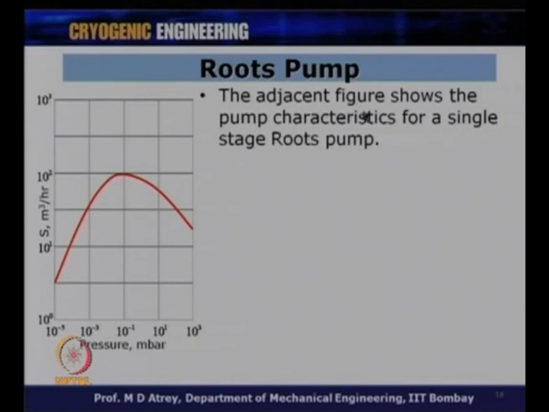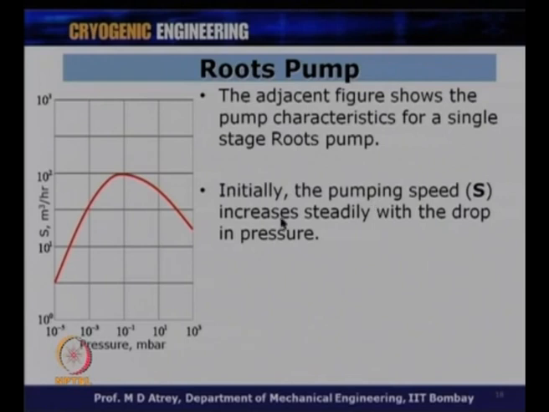You can see that the adjacent figure shows the pump characteristic for a single stage Roots pump. Initially, the pump speed increases steadily. So, as the vacuum increases, the speed will increase and reach a maximum value, and after that, if you further increase the vacuum level, the pumping speed decreases. Alright. So, one can operate at a very high speed at this point, but you get less vacuum in this case. So, one has to make a compromise between the pumping speed and the kind of vacuum. If you want very high vacuum, then the pumping speed is going to be comparatively less.